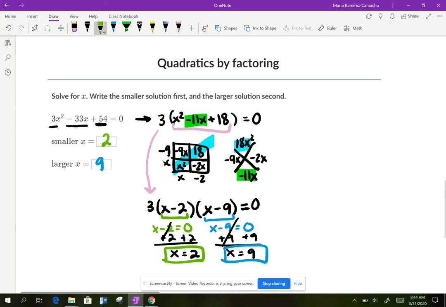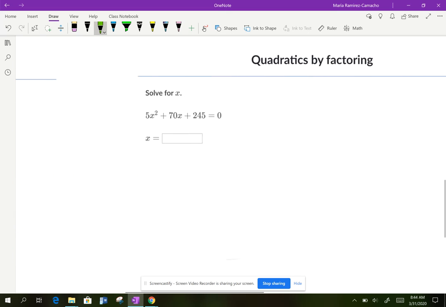You can check your answers here. 2 and 9 should work. When you plug those in for x, it should make the expression equal to 0 both times. And then let's do this last example. Again, big numbers, but looks like I can factor out a 5. 5 goes into all of these numbers.